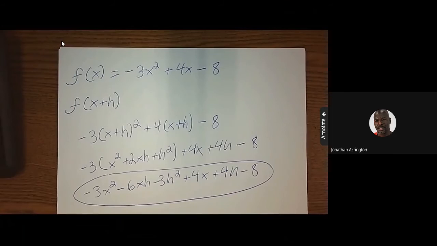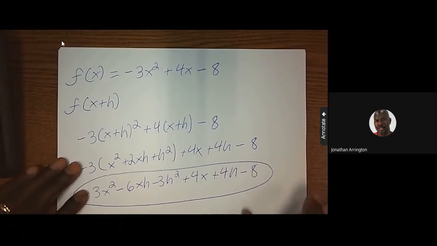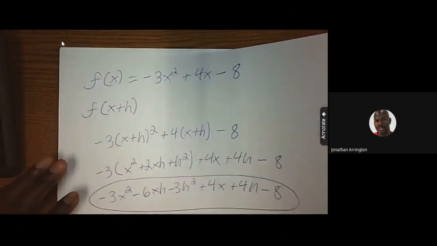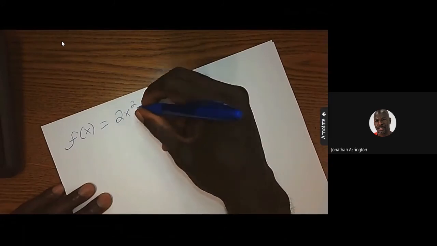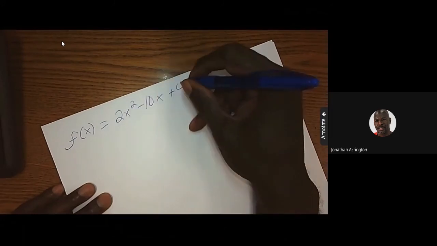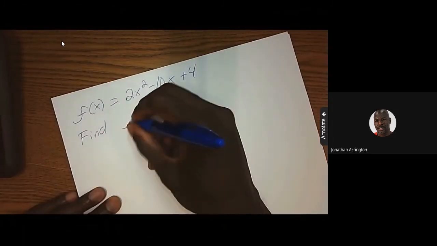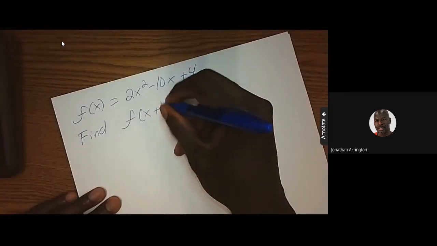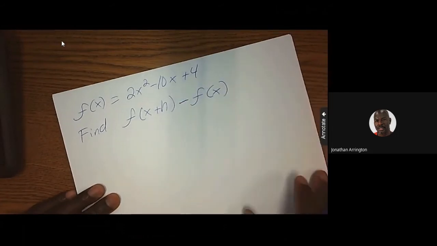Okay, my last example. This was one a lot of you had questions about. So I'm going to find f of x plus h minus f of x. Very nice technique. So let's say f of x is 2x squared minus 10x plus 4. And we want to find f of x plus h minus f of x.